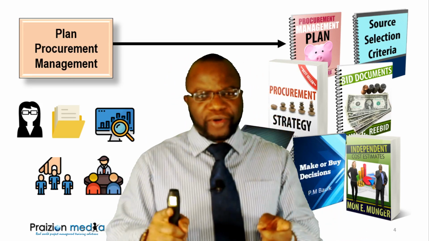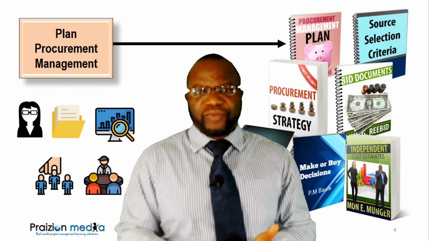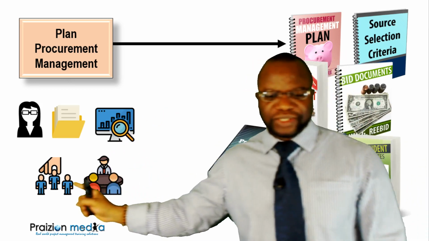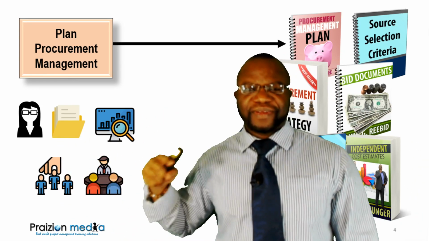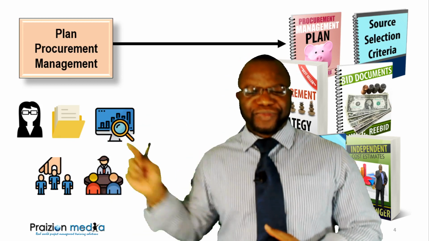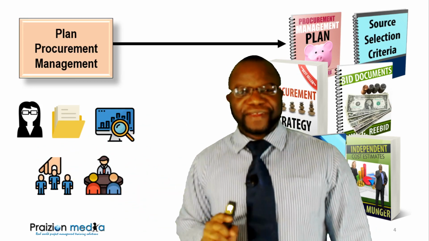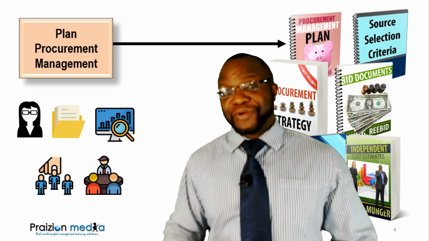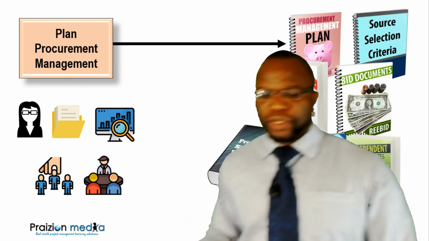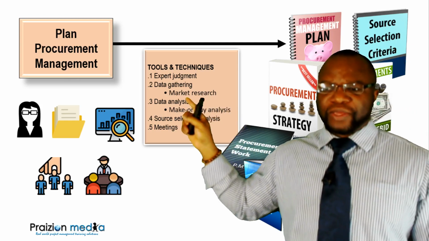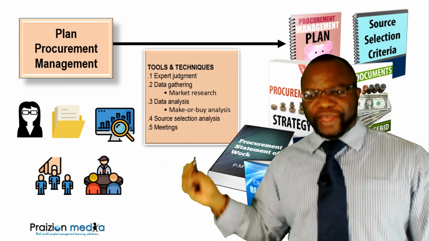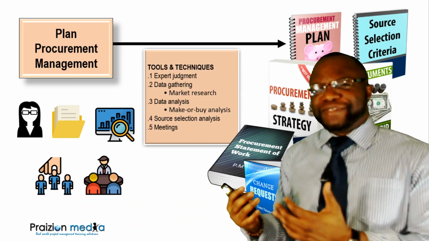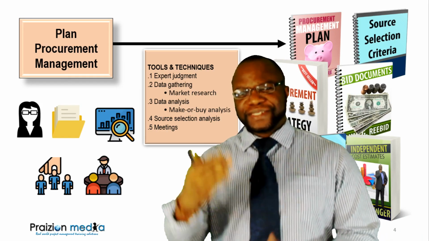You're trying to jog your memory, similar to what I was doing in the beginning when we were looking at the tools and techniques, to see if you can join each of these pictures to a concept. So the lady, expert judgment, data gathering, data analysis, but beyond that, what do you think these two represent if you open up your PMBOK guide? Let's find out. We have expert judgment, data gathering, data analysis, but this one right here is source selection analysis. So once you've seen it, boom, it sticks.